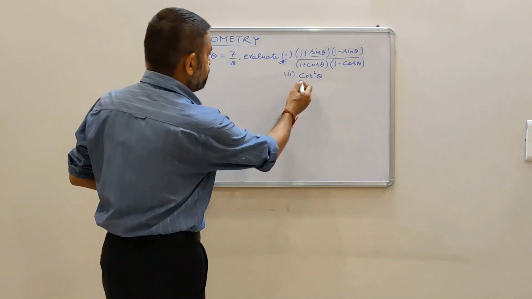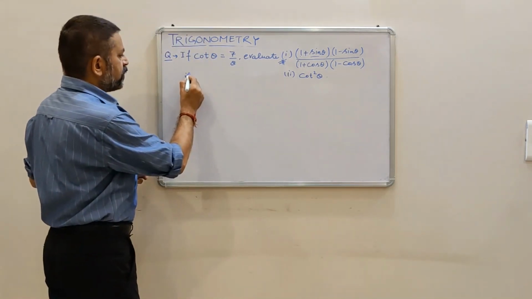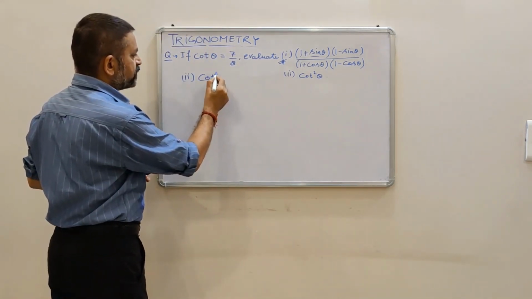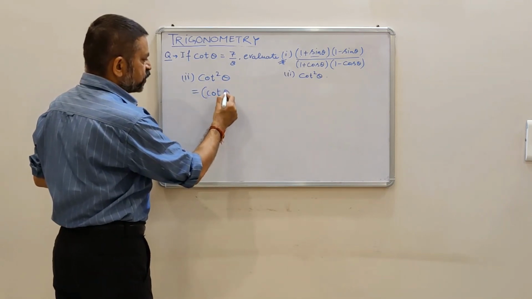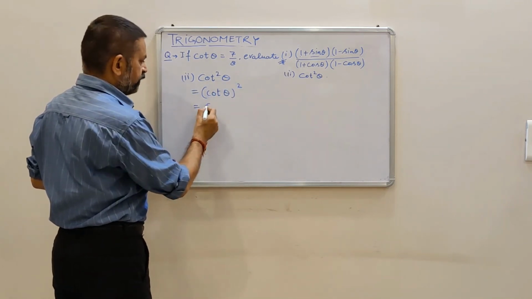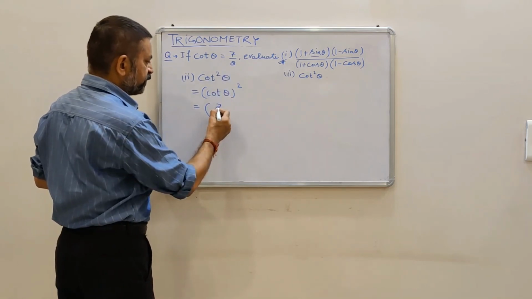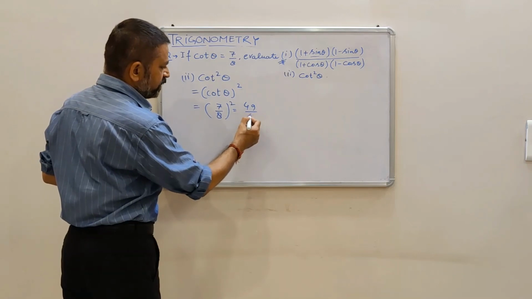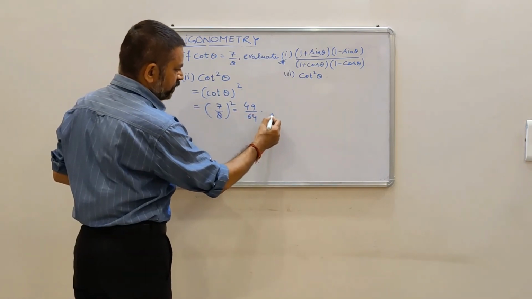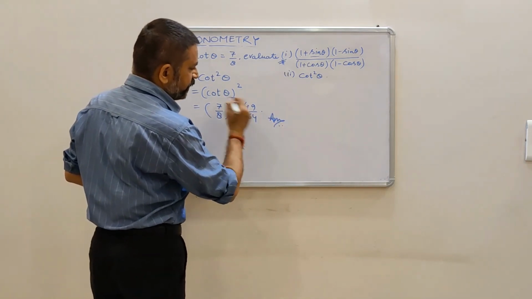Now move to the second part, which is to evaluate cot square theta. What do you mean by cot square theta? Cot square theta is the square of cot theta. The value of cot theta is given, that is 7 upon 8. We'll square it, it will become 49 upon 64. So this is the answer.